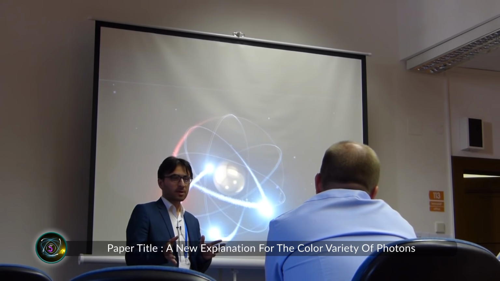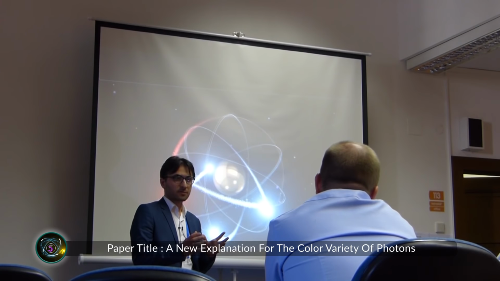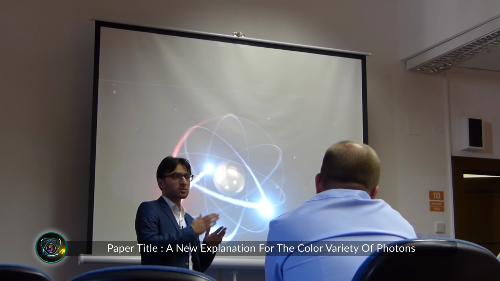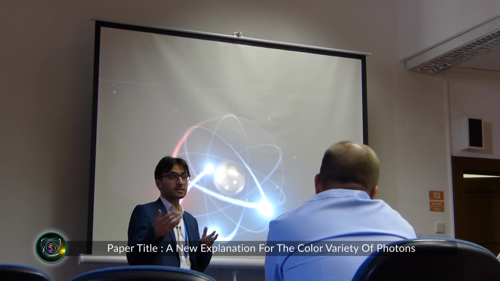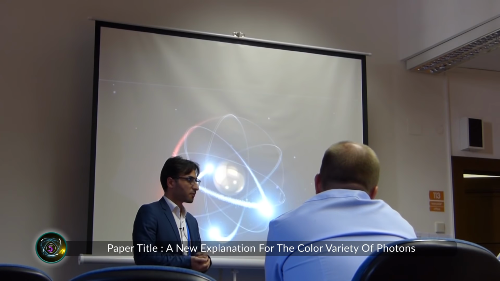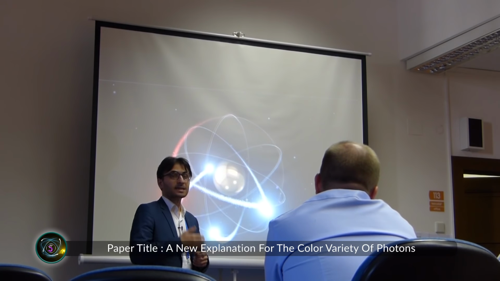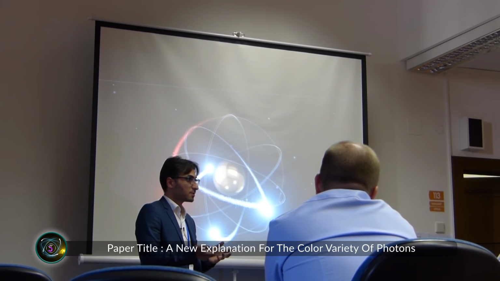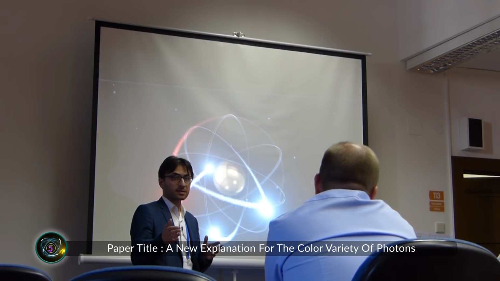The new formula about the energy of the photon concerns the internal energy of the photon. And if you add it to the energy that is calculated by the formula of Max Planck, you have a more coherent formula for the energy of the photon, and that explains the difference of the color for the photons, and also the variety of the internal energy.